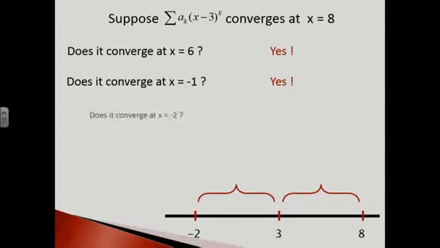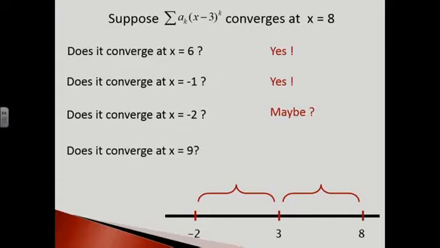Does it converge at x equals minus 2? The theorem does not tell us about the endpoints, so we are not sure about this. Does it converge at x equals 9? Since 9 lies outside the interval from minus 2 to 8, we have no information to give a certain conclusion.